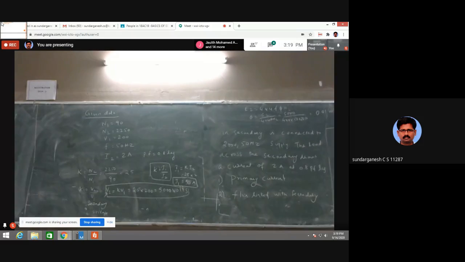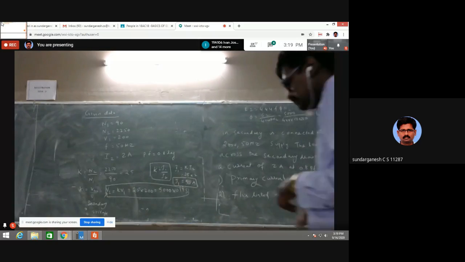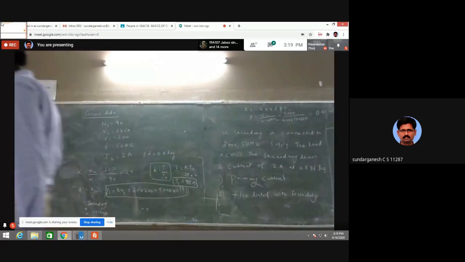So by using K, I have found the ratio. Then I can easily find I1. By using K itself, I find V2. Then I use the EMF equation to find the flux. So this type of problem only comes. You have to use the same three formulas: one is K, one is E, and another one is power. These three formulas are used in different ways in order to find the final answer. After completing this, we go to the next topic.